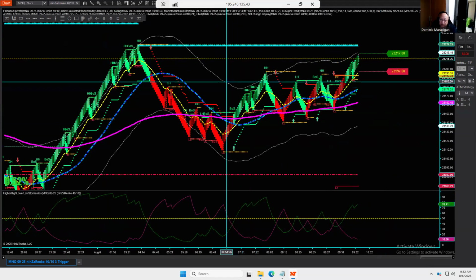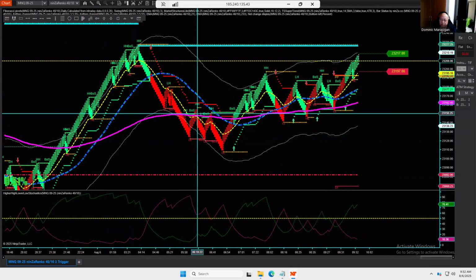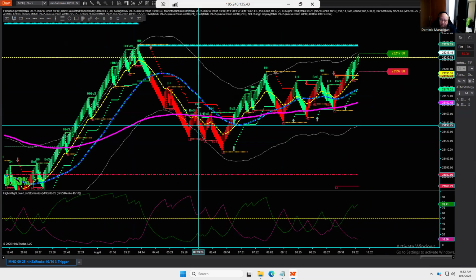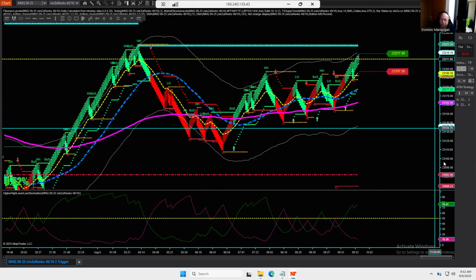So you could have traded this too. Once it gets below the 233, you wait for the pullback. There's your pullback. You would have entered here, and where would your target be? Again, it would have hit both of your targets.